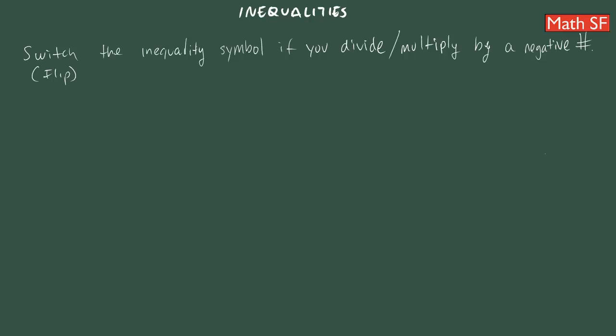You might ask yourself, why do we switch the inequality symbol when we divide or multiply by a negative number? The reason why we do that is because we need to maintain our statement true. For example, let's recall an equation.